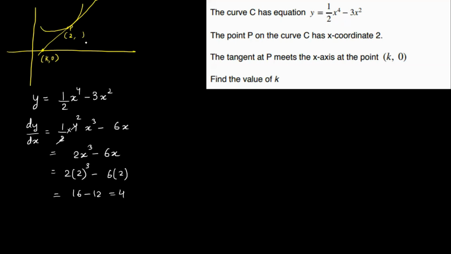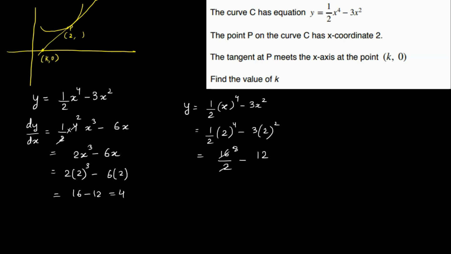The value of the y coordinate can be found using the original equation of the curve, y equals half x to the power 4 minus 3x squared, which is equal to half times 2 to the power 4 minus 3 times 2 squared, which is 16 divided by 2 minus 12. So the y coordinate is minus 4.